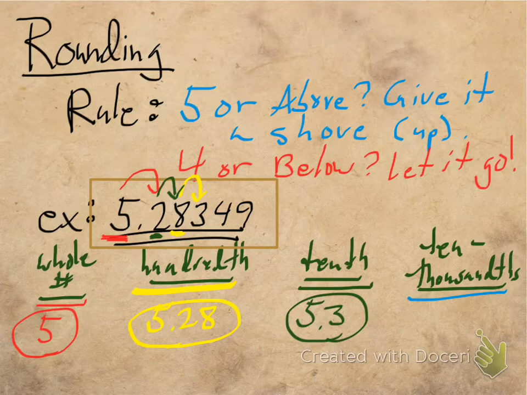All right, that leaves one more, the nearest 10 thousandths. Now, the 10 thousandths isn't even easy to find, so let's count over.